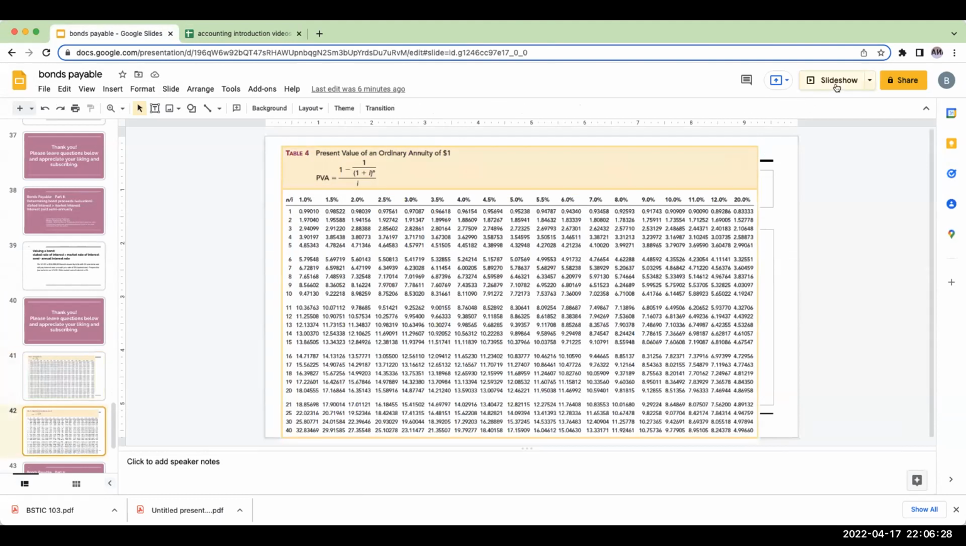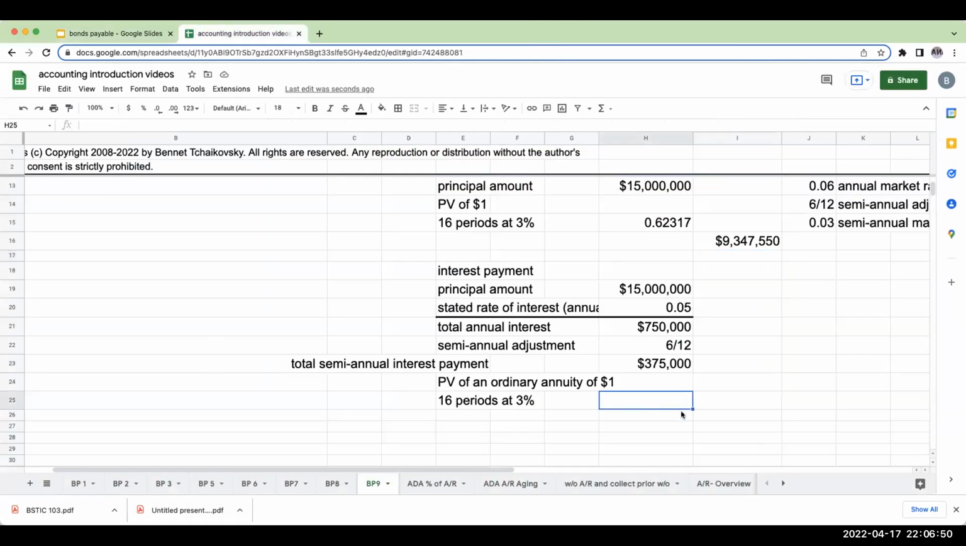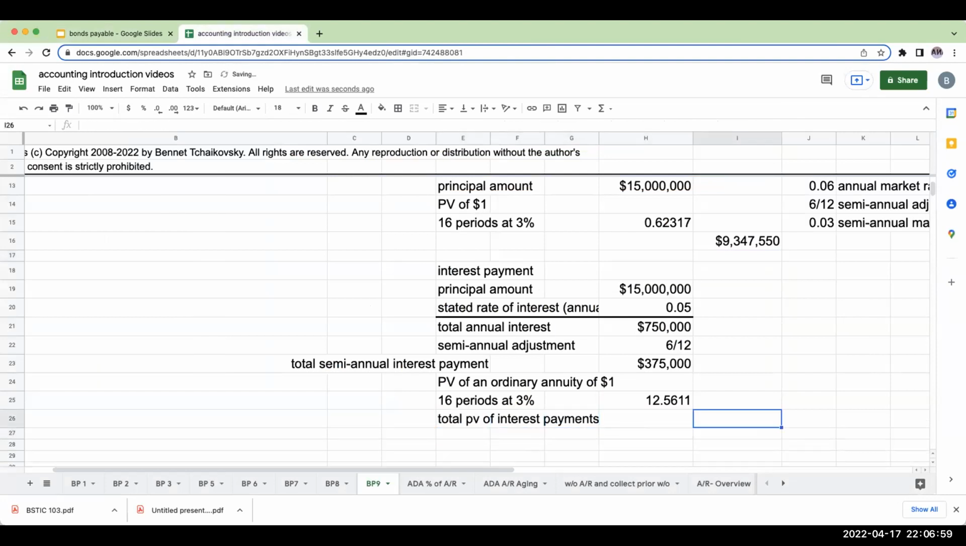Here we've got a present value of an ordinary annuity of $1. We're going to have 3%, 16 periods. It's an 8-year bond paying twice per year, that's a total of 16 payments. So this is at 3%, which is my market rate of interest. Remember, this is a semi-annual rate. So the factor is 12.56110. So my total present value of the interest payments is going to be right over here.